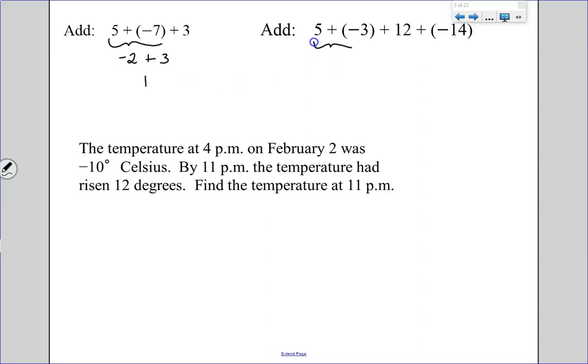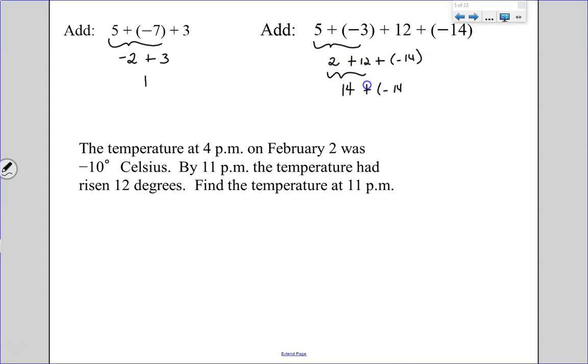In this one, I'll start out with 5 plus a negative 3. A positive number plus a negative number, so I'm going to find the difference, which is a 2. The larger quantity is positive, so I'm going to keep it positive. I'll copy down what's left. Work the next one. I have a positive number plus a positive number, so the answer is going to be positive.